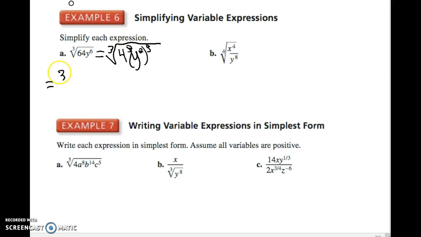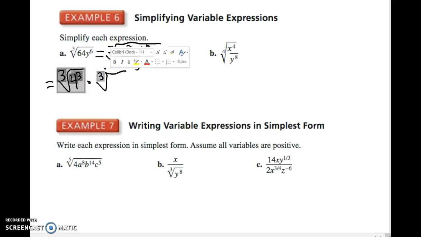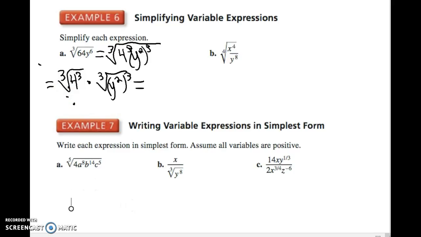Then we can break this apart and say the cube root of 4 to the 3rd times the cube root of y squared to the 3rd. And then we know from there we can cancel out these cube roots. The cube root of 4 to the 3rd is just 4, times the cube root of y squared to the 3rd is just y squared. And that's our final answer.